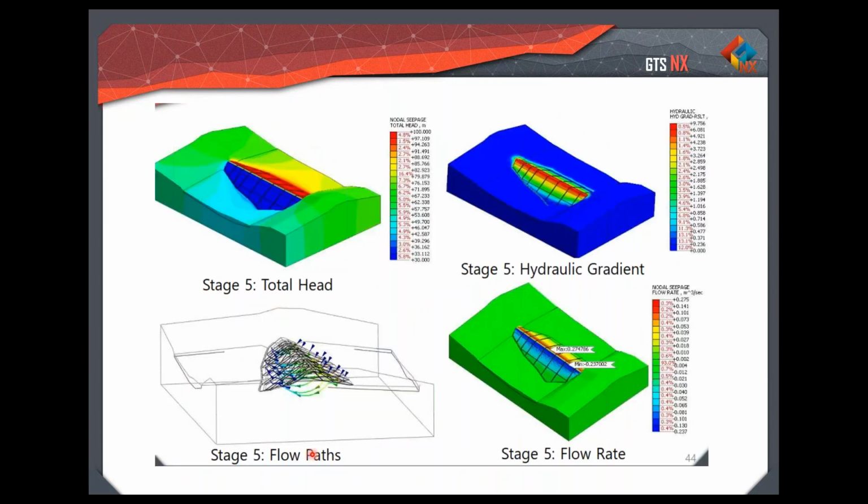We can even find the flow paths, hydraulic gradients, and flow rate as well, how much amount of water is coming from upstream to downstream. So this seepage analysis can also be done, and we can find the flow rates as well. The total head can also be found. Yeah, so these are the different types of results which you can find in this particular project.